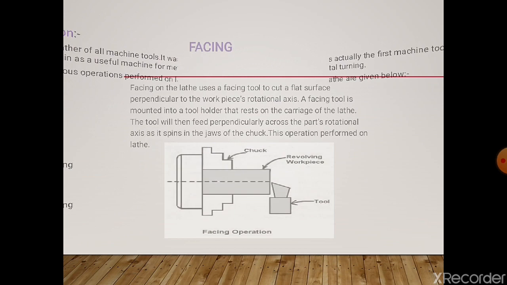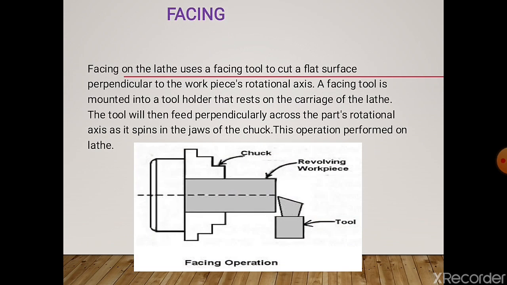So, the first one is the facing operation. Facing on the lathe uses a facing tool to cut a flat surface perpendicular to the workpiece's rotational axis. A facing tool is mounted into a tool holder that rests on the carriage of the lathe. The tool is then fed perpendicularly across the part's rotational axis as it spins in the jaws of the chuck. This operation is performed on the lathe machine.